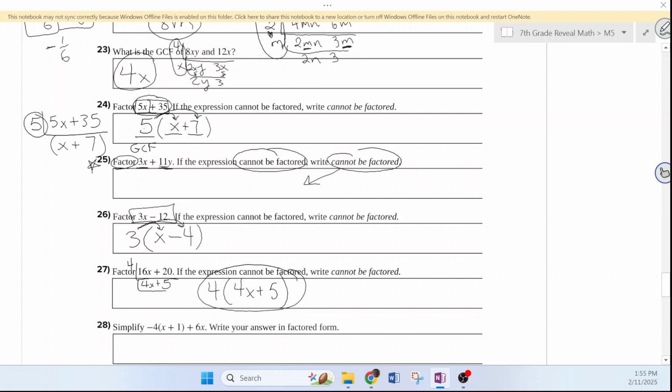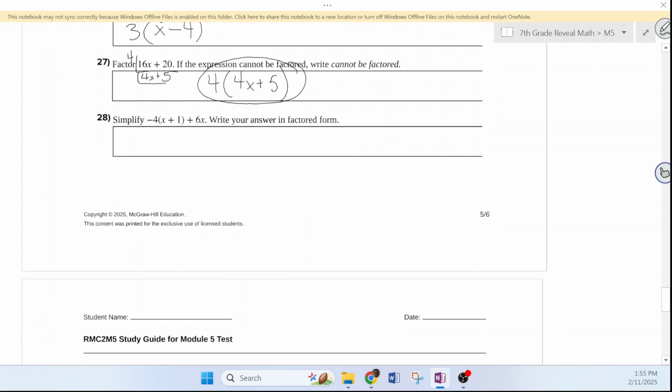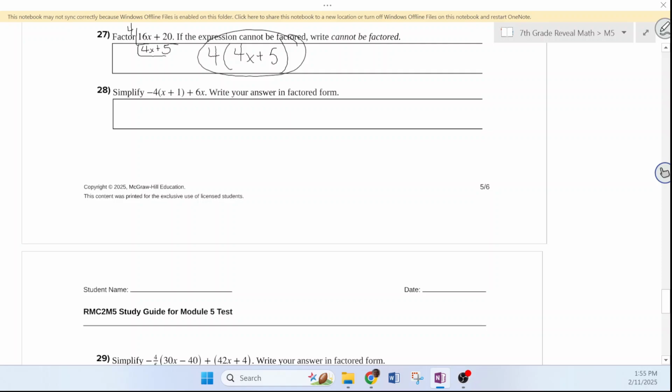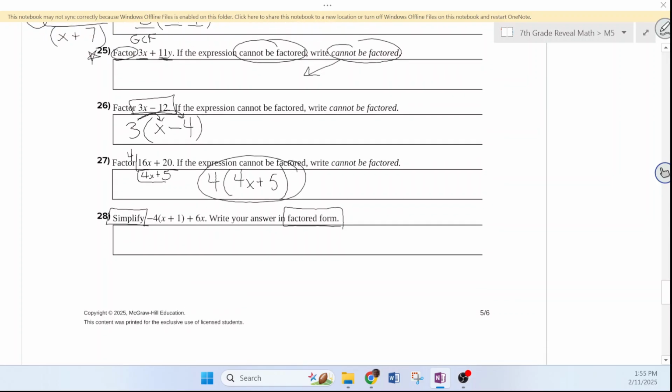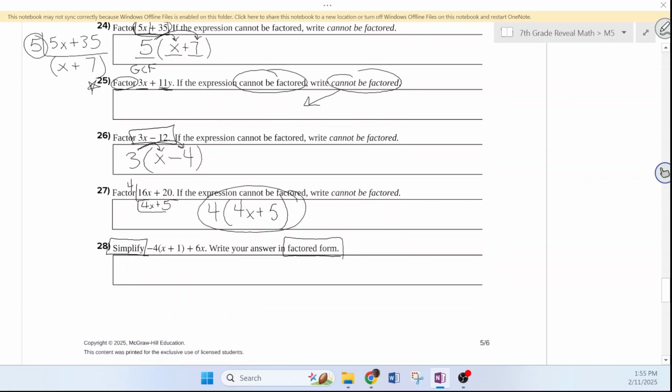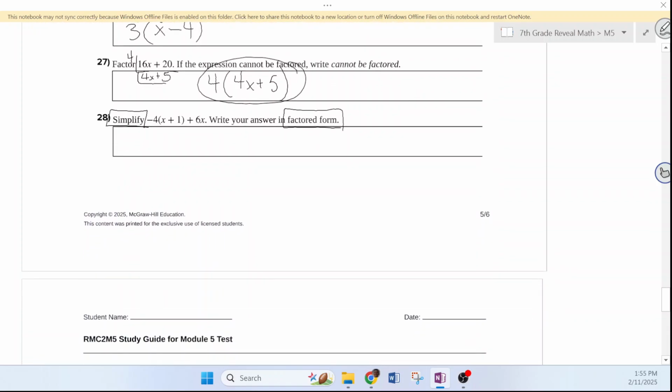All right, now 28 is one where we're first going to simplify, and then we have to write it in factored form. Factored form is using numbers, what we did for numbers 24 through 27. So we're going to get our answer, then we're going to turn it into factored form. First we have to get rid of parentheses by multiplying using the distributive property.